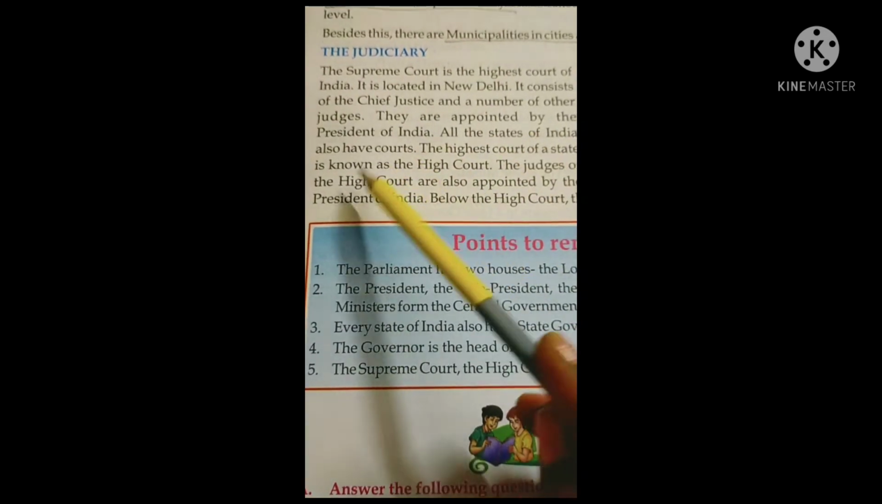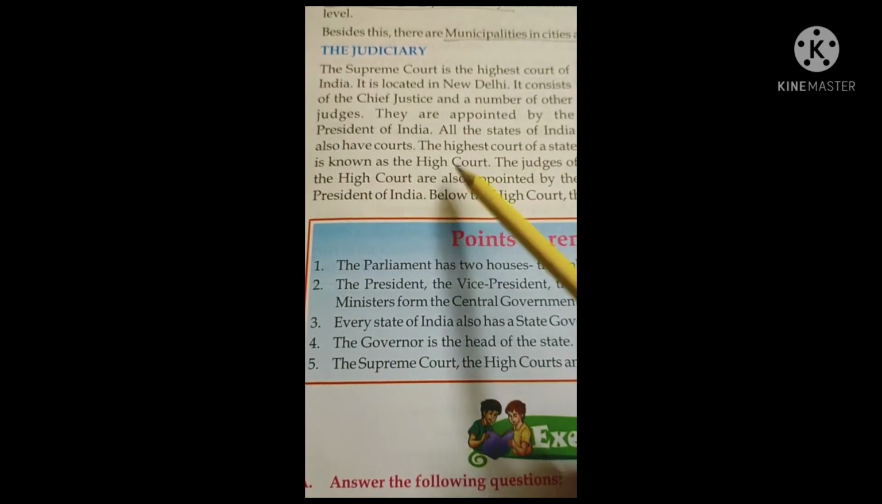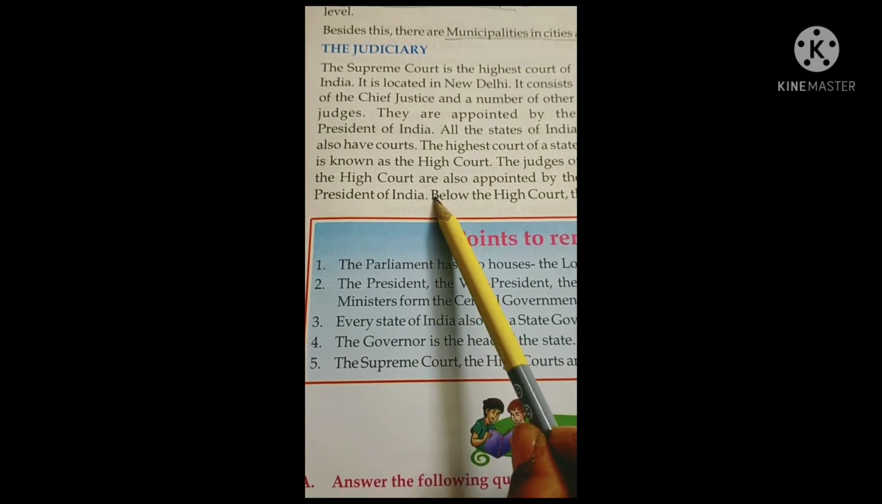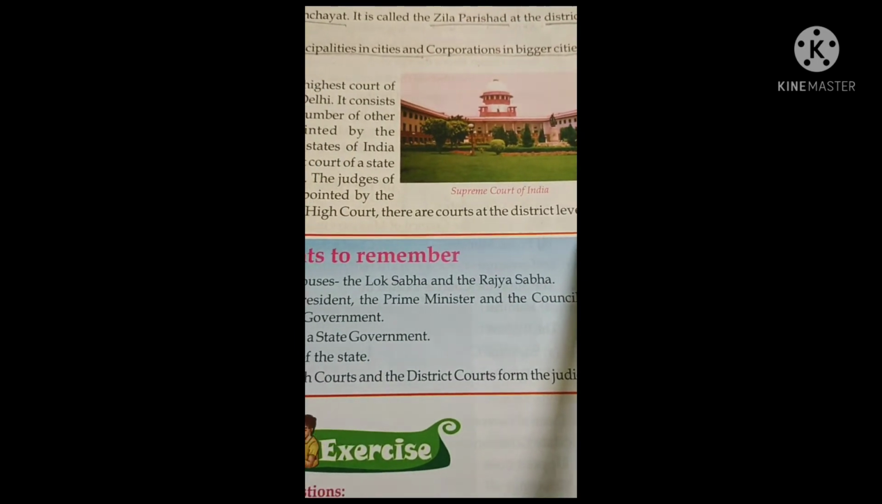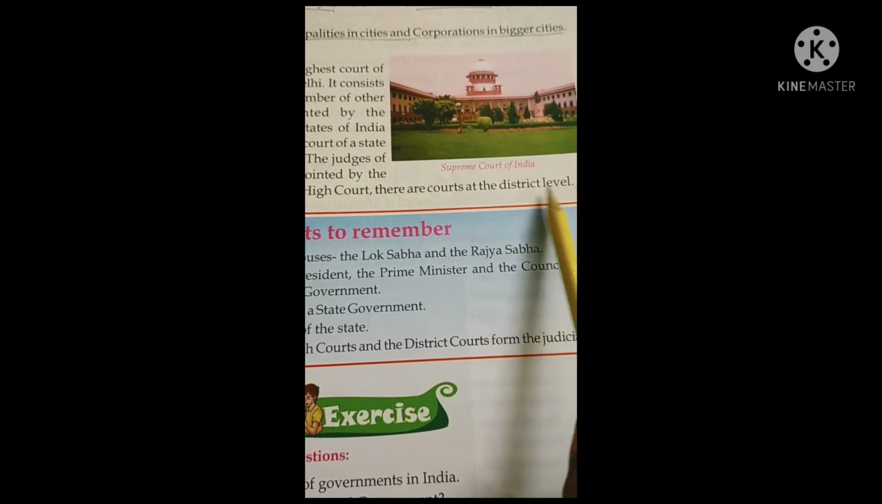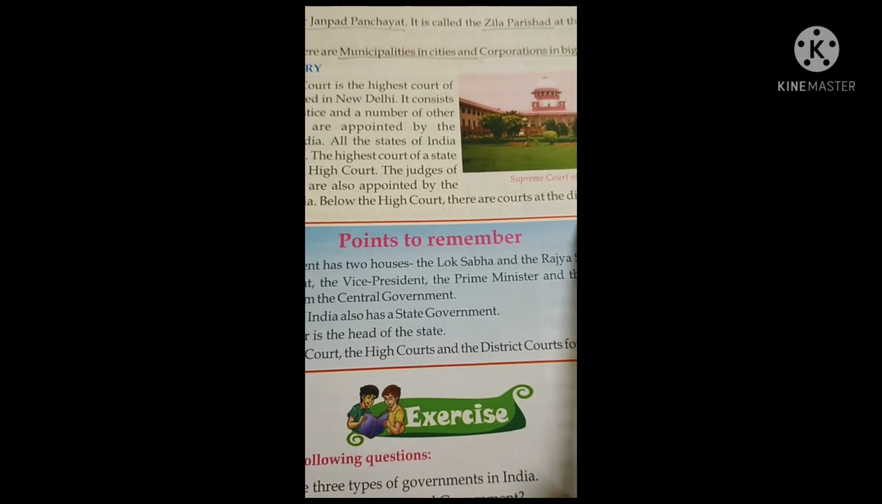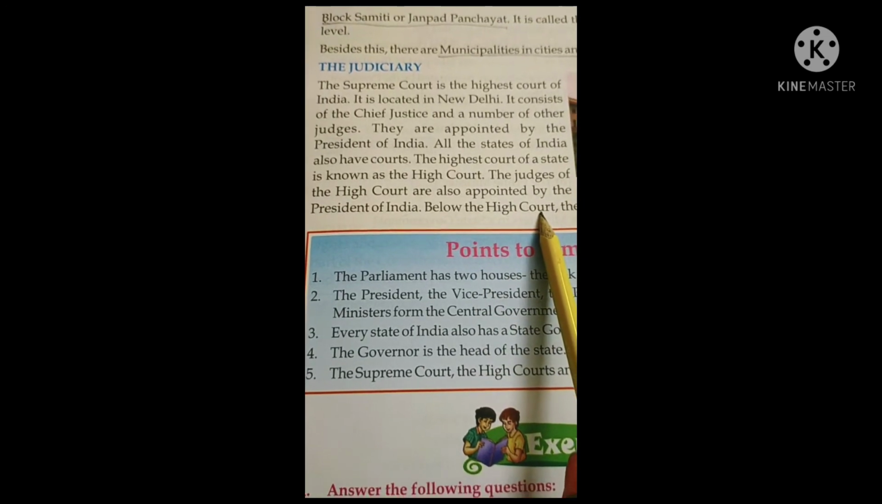All the states of India also have courts. The highest court of a state is known as the High Court. The judges of the High Court are also appointed by the President of India. Below the High Court there are courts at the district level. So first of all, people can take their problem to the district level courts. If it is not solved and they want to appeal to a higher court, they can go to the High Court.